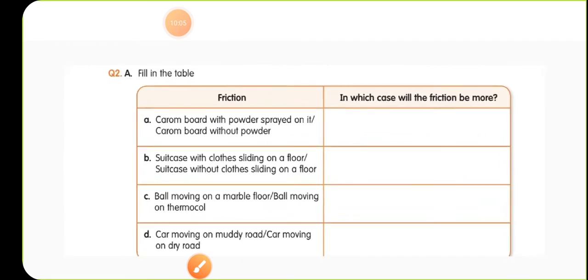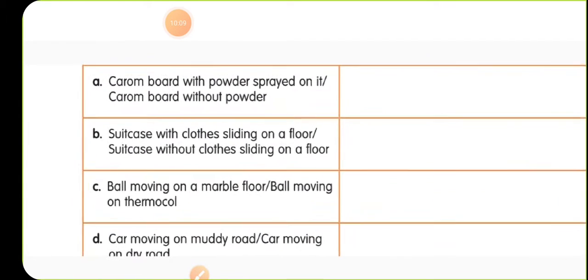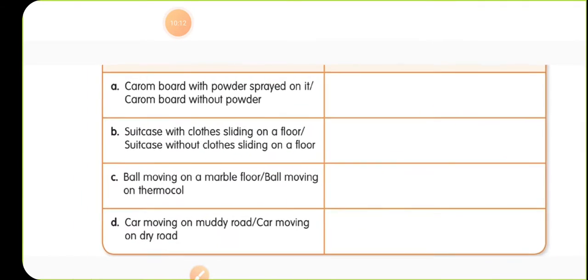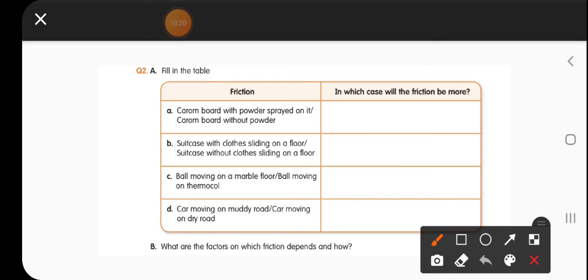In the second one, B, you will see a suitcase with clothes sliding on a floor or a suitcase without clothes sliding on a floor. A suitcase with clothes, because the weight is more. So a suitcase with clothes sliding on a floor has more frictional force than the second case.